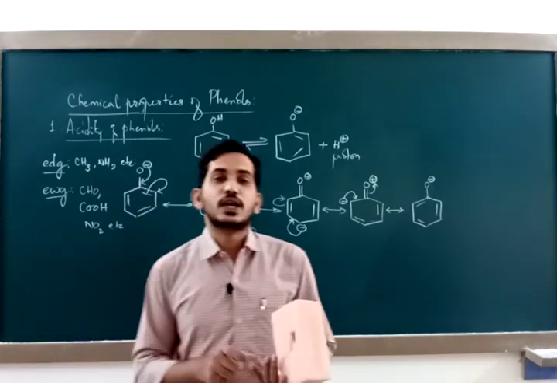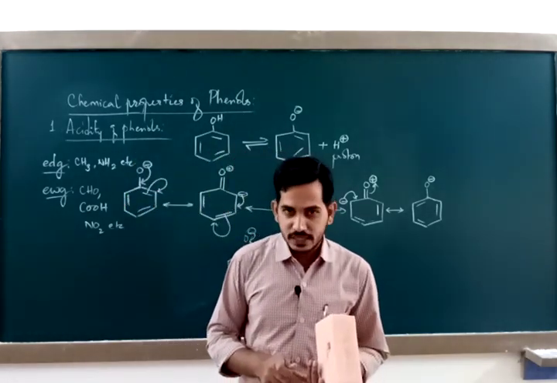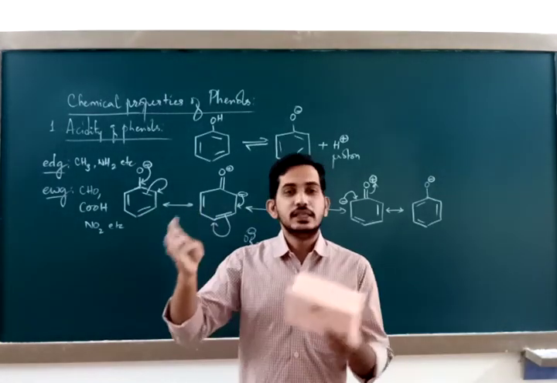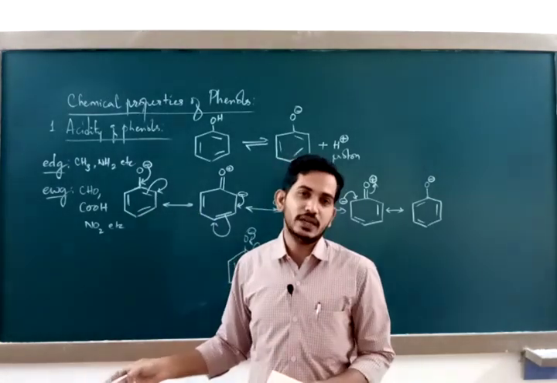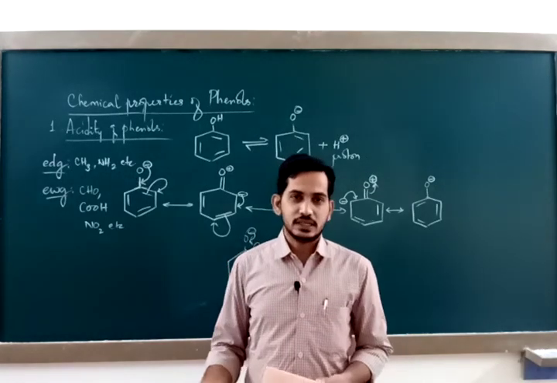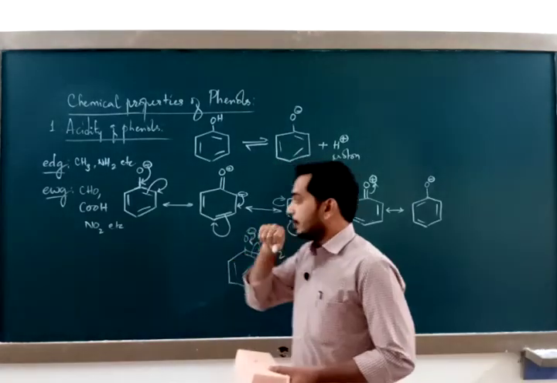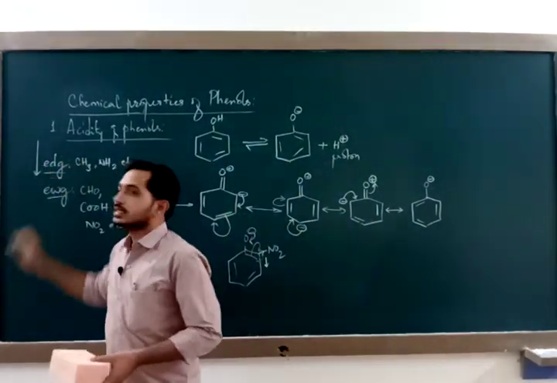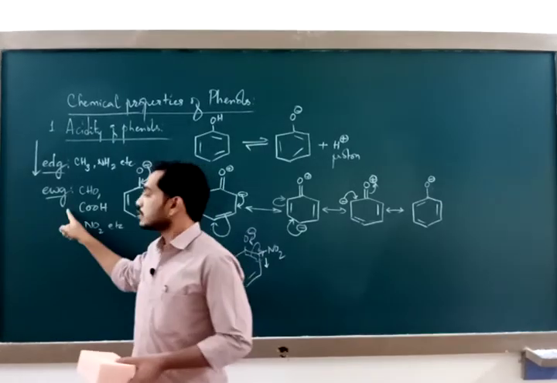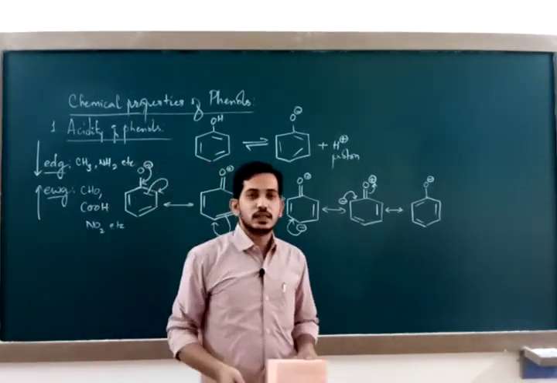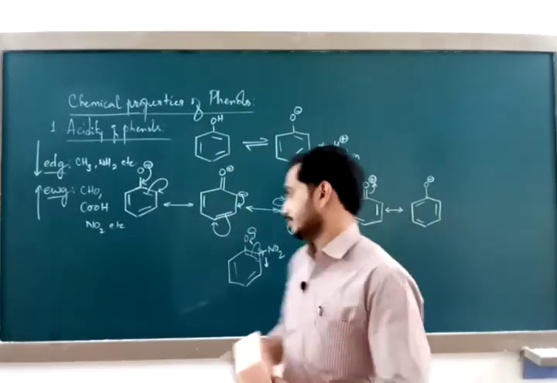So, if an electron releasing group or donating group is attached, the electron density on benzene ring increases. This decreases the stability of phenate ion. Higher the stability of phenate ion, greater is the acidic strength. Therefore, presence of electron donating group decreases the acidic strength. Presence of electron withdrawing group increases the acidic strength of phenols.